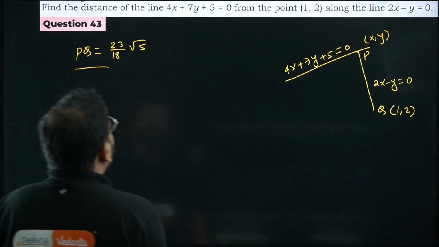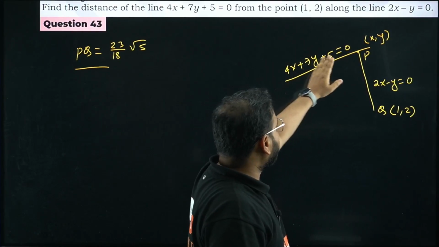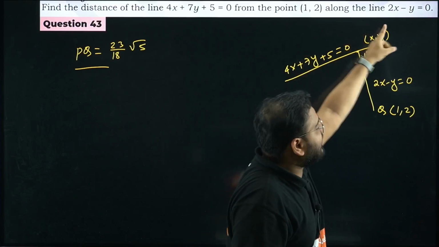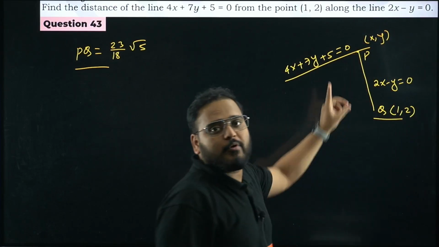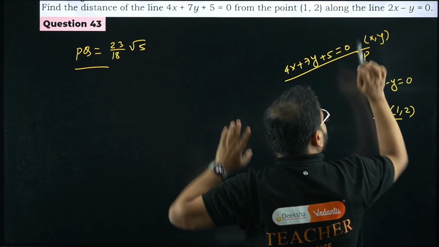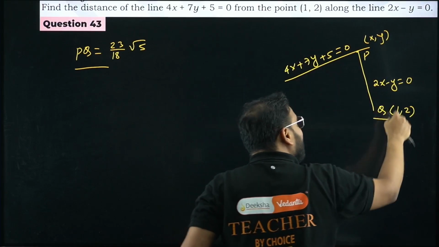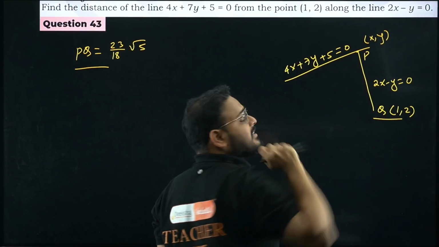Find the distance of the line 4x plus 7y plus 5 equal to 0 from a point 1, 2, which is lying along the line. This means this point Q is lying on the line PQ. Equation of line PQ is given here, 2x minus y. I'll repeat myself. There is a point Q (1, 2) lying along this line, and they're asking what's your distance.